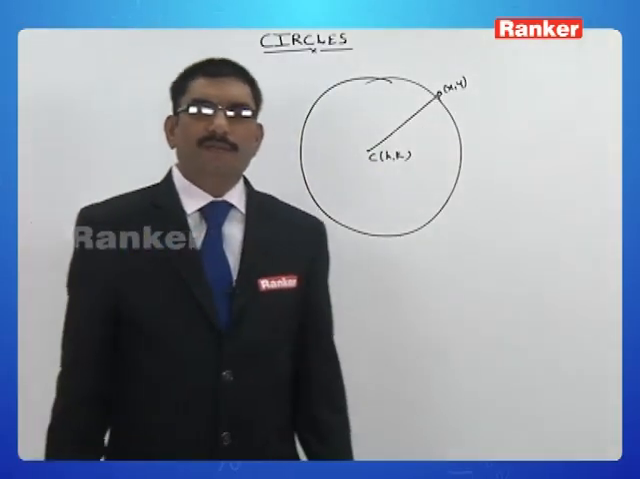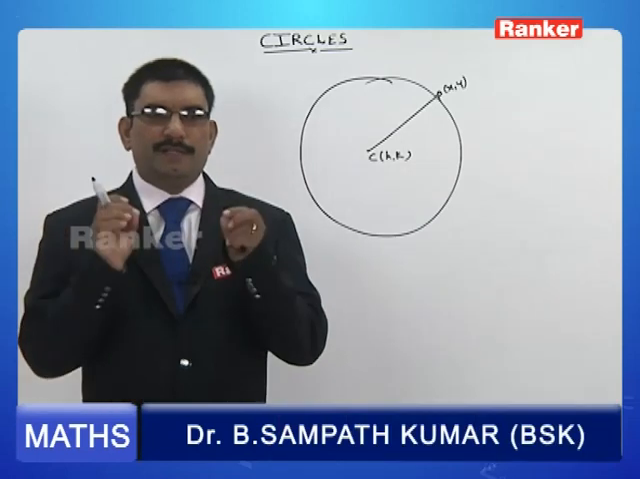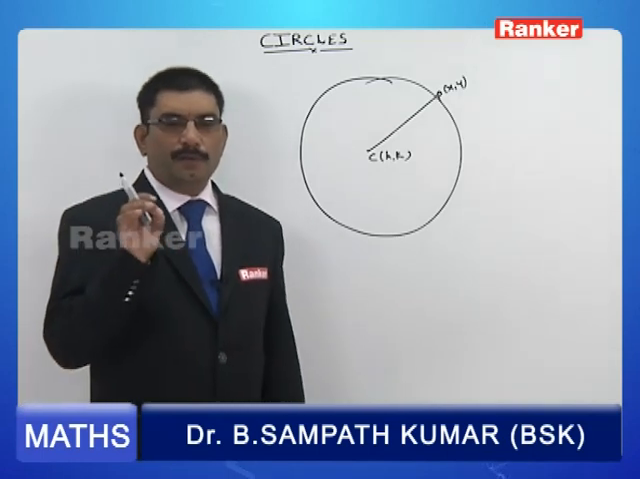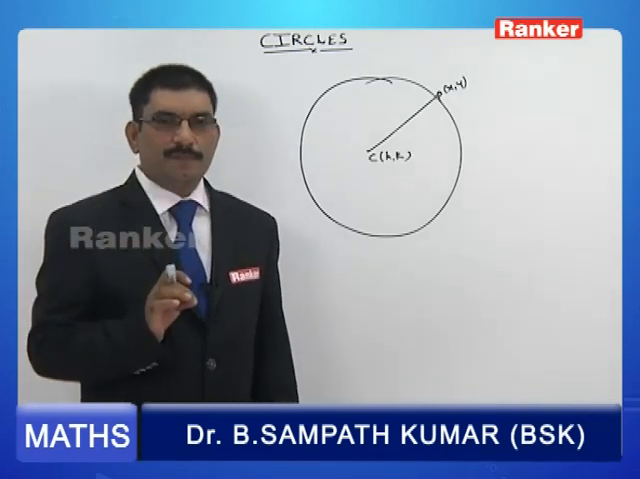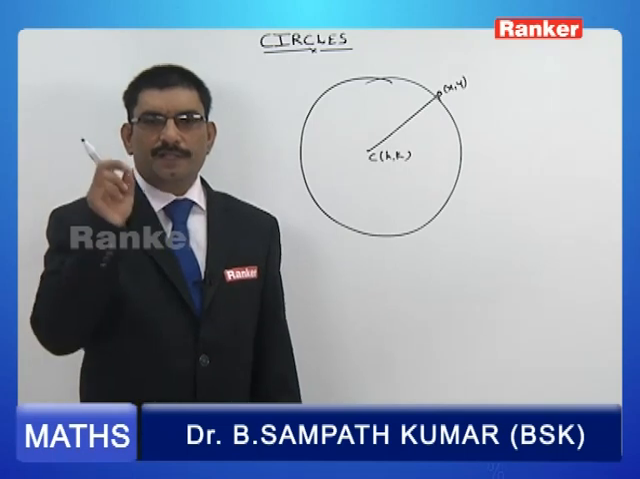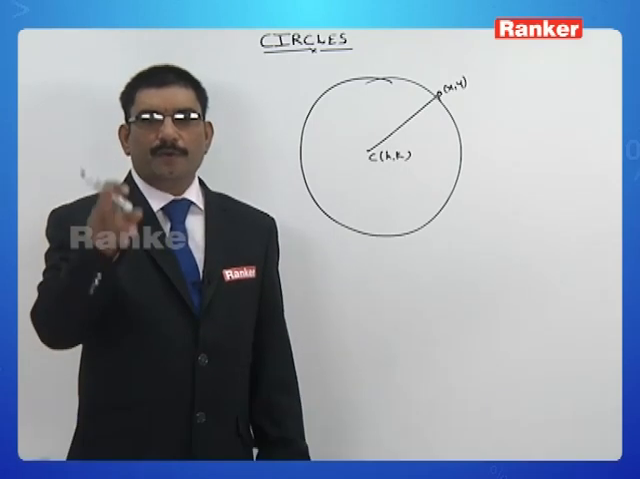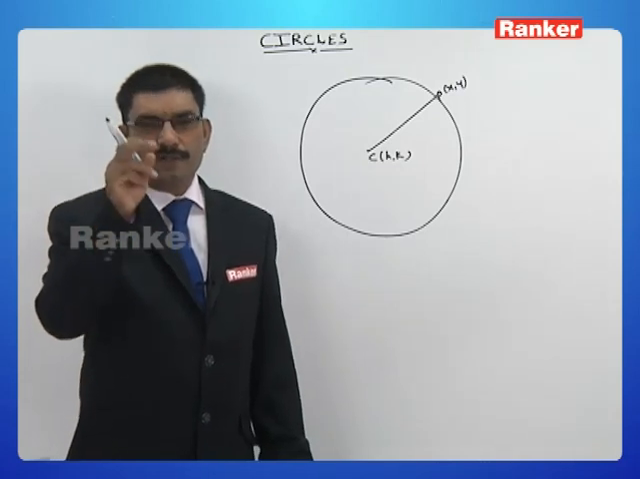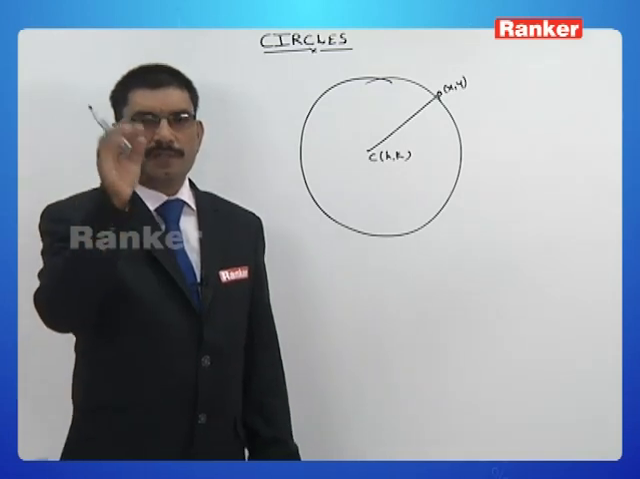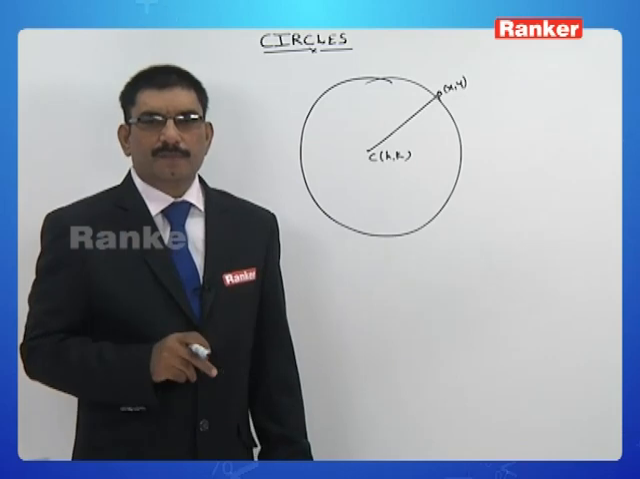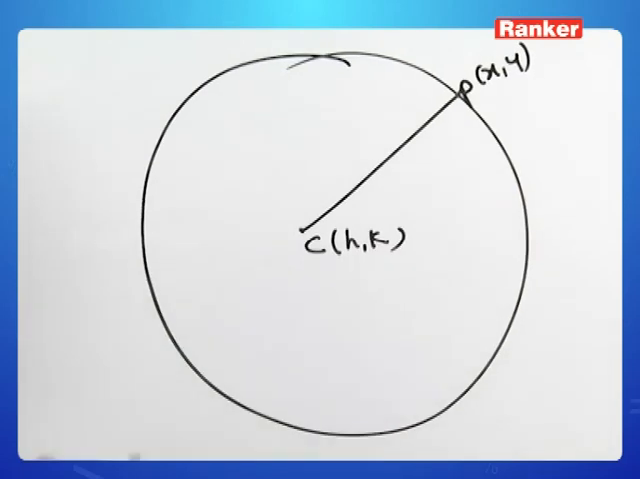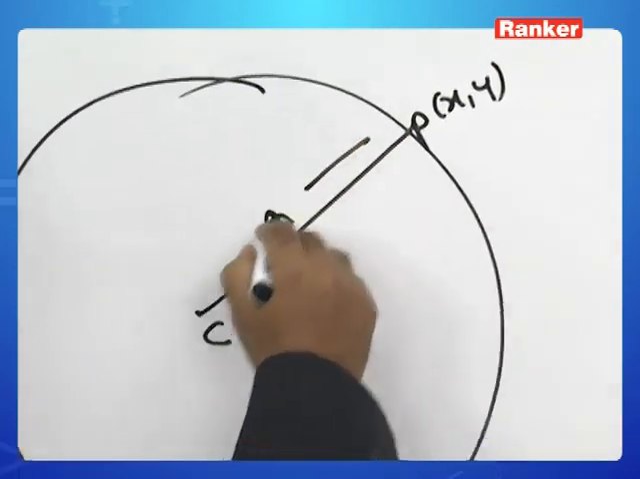Before finding the equation of a circle, let us discuss a basic definition of a circle. Circle comes under the locus concept: the locus of a point which moves such that the distance from a fixed point to the moving point always remains constant. Such a point's locus is nothing but a circle. And this fixed point is called the center.